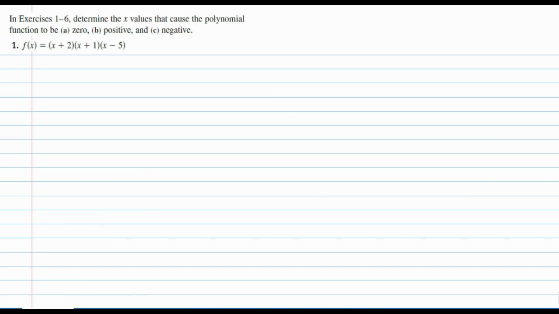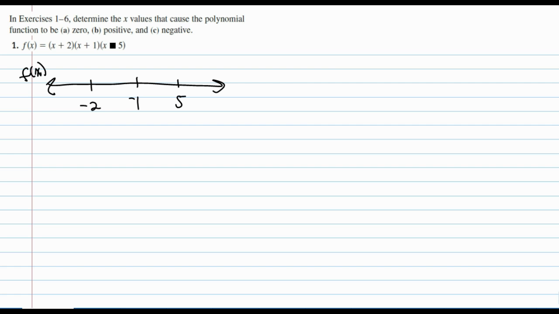The now try problem for example 1 is number 1. Determine the x values that cause the polynomial function to be 0, positive, and negative. Well, if I'm looking for what sign the f of x values want to be, I'm going to use a sign chart. So I'm going to draw the number line, label that with what function I'm using, f of x. The 3 zeros I have are negative 2, negative 1, and 5.